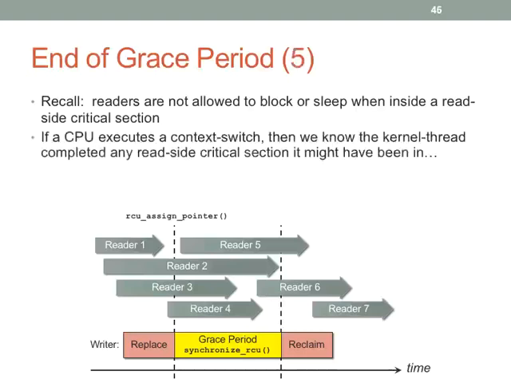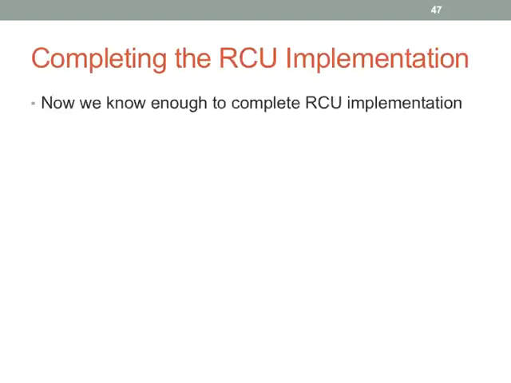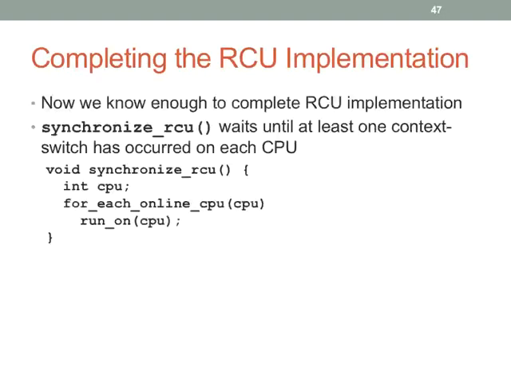So the CPU executes a context switch. Then we know the kernel thread must be outside of its read side critical section, which means it's ended. So we can actually exploit this. We just have to make sure that there's at least one context switch per CPU, and then we know we're done. Like I say, that may not be a perfect bound, but it is an upper bound that includes the grace period. That's what we do, which is weird, but we just watch to make sure that everybody has done at least one context switch, and then we're finished. This is the simple, naive approach.